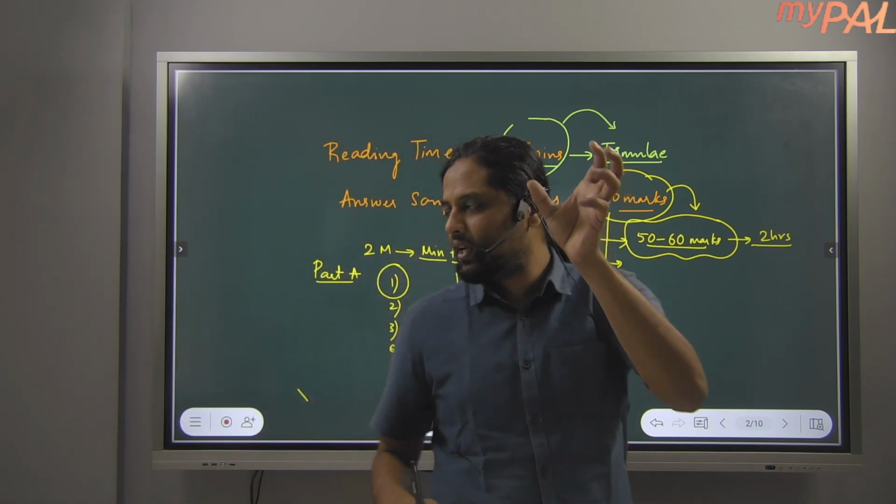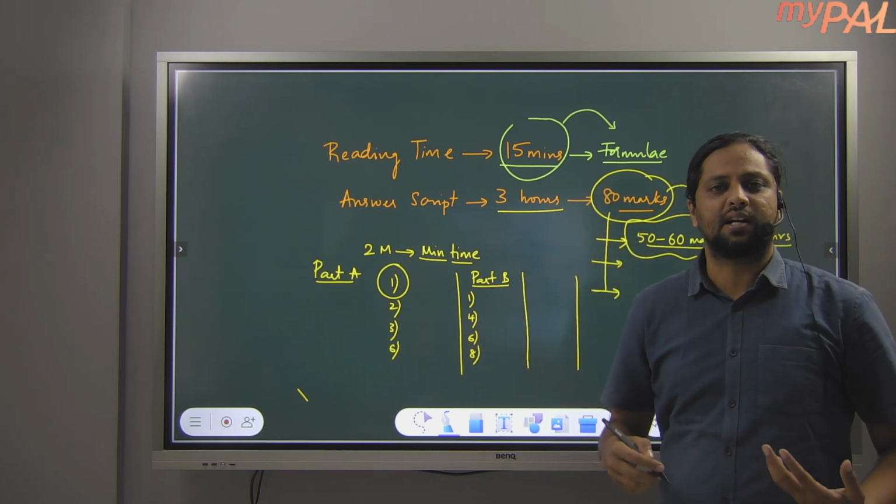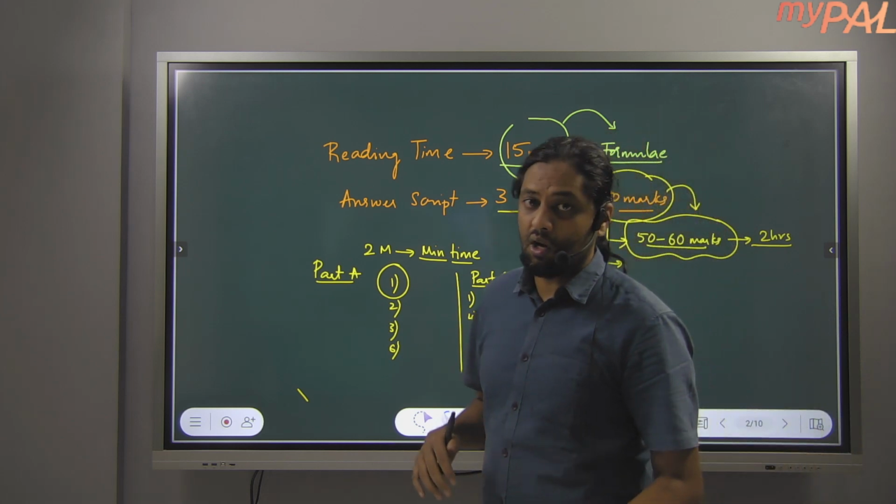So write part B, and then write question number 2 and start answering. Because this is also important. Part A, part B, and the question number along with that is important.